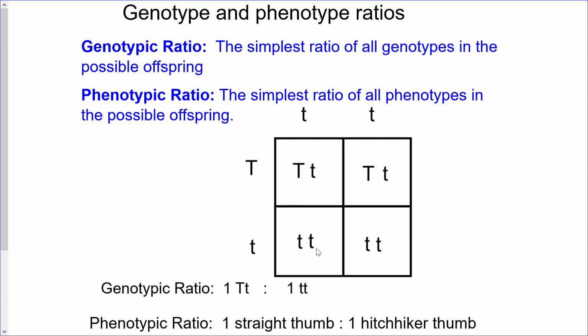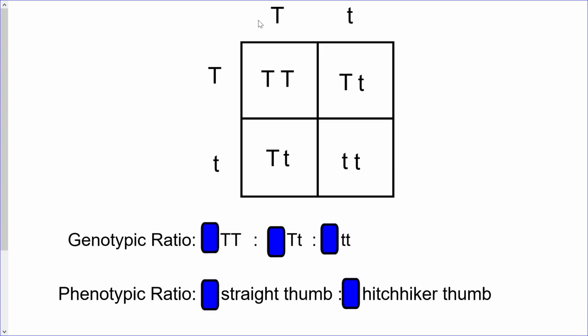When you get a Punnett square, you can summarize the outcome using genotypic and phenotypic ratios. A genotypic ratio is the simplest ratio of all genotypes in the possible offspring, and a phenotypic ratio is the simplest ratio of all phenotypes in the possible offspring. So like in the case above, previously, the genotype ratio is for every one heterozygous genotype, there's one homozygous recessive. So it's a 50-50 split. And then the same ratio applies to the phenotype. For every one straight thumb, there's one hitchhiker thumb in the offspring.